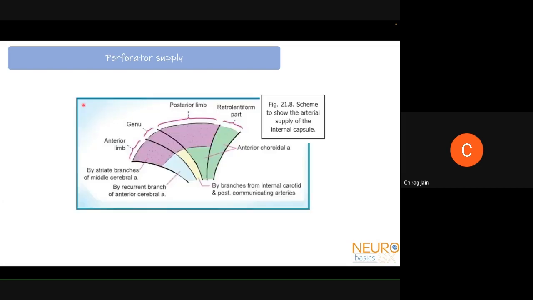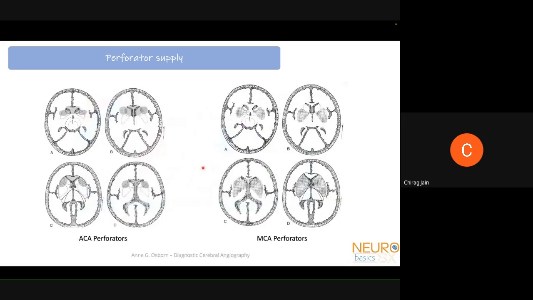The important thing to remember is that when it comes to the supply of the internal capsule, the superior part of the internal capsule is predominantly supplied by the branches of the middle cerebral artery, that is the lenticulostriate arteries. The anterior limb inferior part is supplied by the recurrent artery of Heubner. The genu is supplied by branches from the ICA and the posterior communicating arteries. And the rest of the internal capsule is supplied by the anterior choroidal artery. So hopefully this diagram helps to remember the supply of the internal capsule.